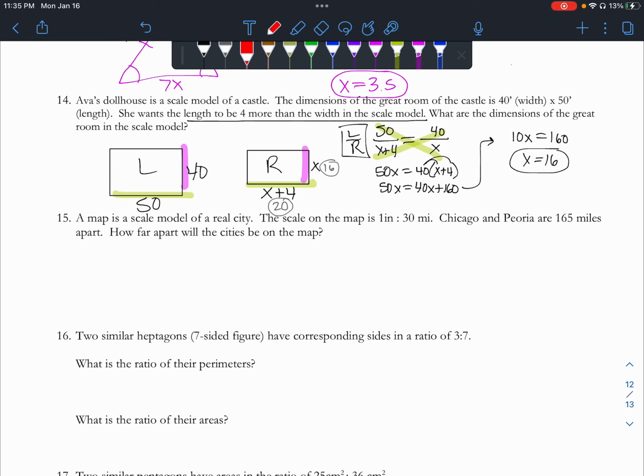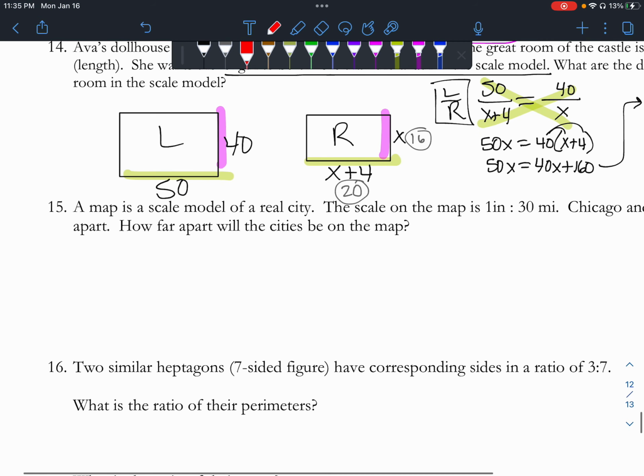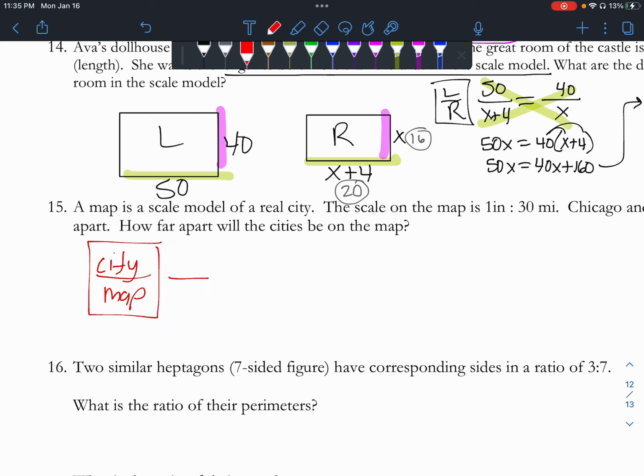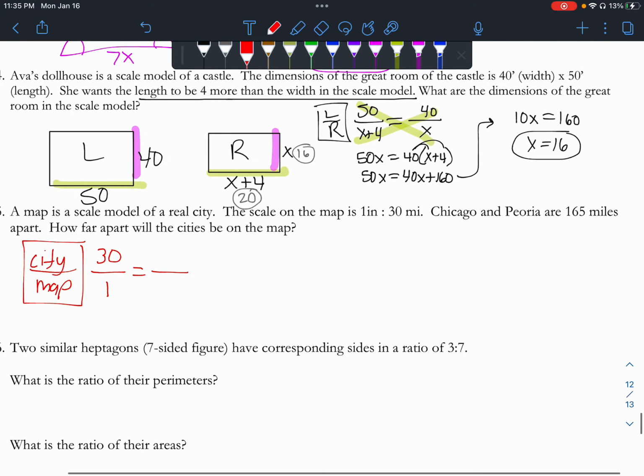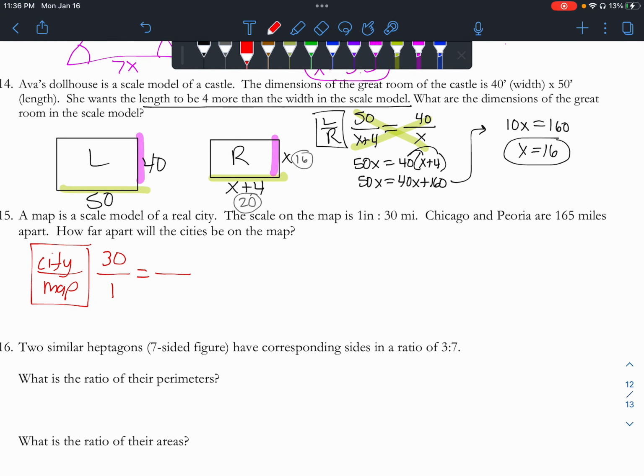Once again, real cities, scale maps, they give you an initial ratio as well. So if you want to just see this in a different way, we can do one that'll be the city compared to the map. That's going to be the initial ratio. I'm just trying to give you guys some other options of how you look at this. They're telling me that the map is 1 inch, the city is 30 miles. They're saying that Chicago and Peoria are 165 miles apart on the map. How many inches should those be apart on the scale? Let's cross multiply and see what happens.